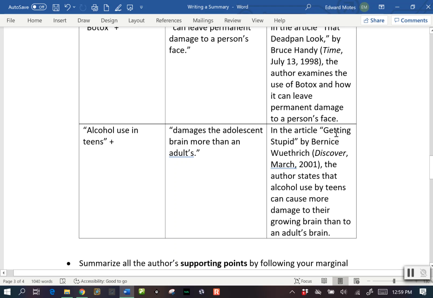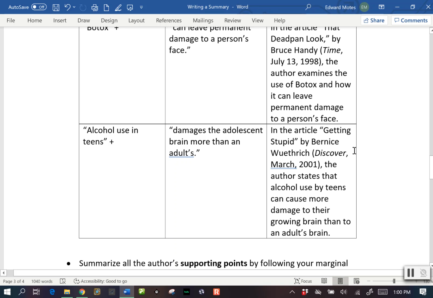So in the article, "Getting Stupid," so here's the article title, everything's capitalized, in quotes, by Bernice Wethrich. That's the author's full name. And then in parentheses, we have Discover. So the source came from Discover, and it's in italics. And then the date. Here we don't have an actual day. Some things are just printed monthly. The author states that alcohol use by teens can cause more damage to their growing brain than to an adult's brain. And so everything in that article will be talking about that.